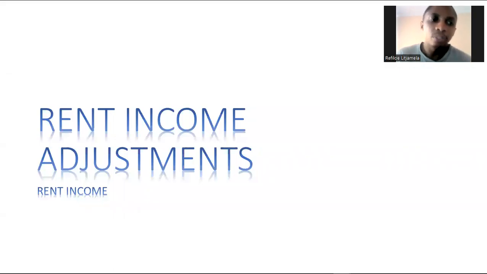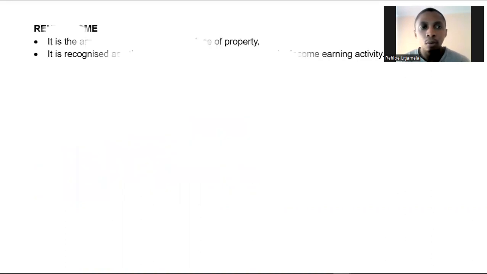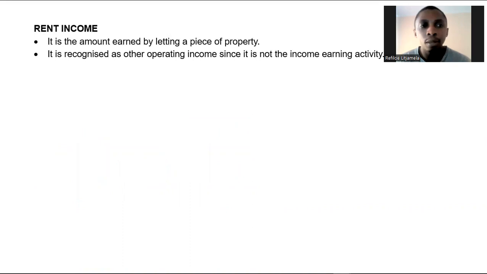Let us look at rent income adjustments. I will start with important definitions. Now, what is rent income? Rent income is the amount earned by letting a piece of property. It is recognized as other operating income since it is not the main income earning activity.